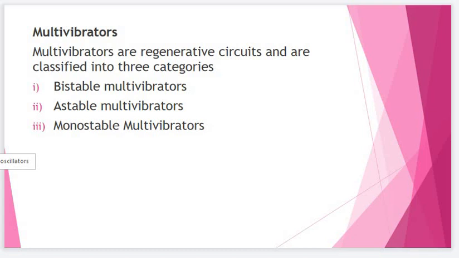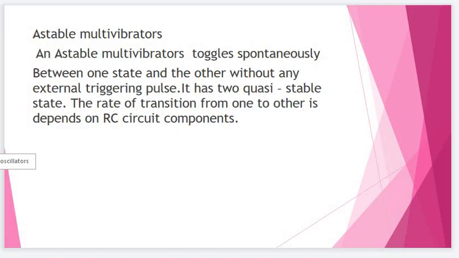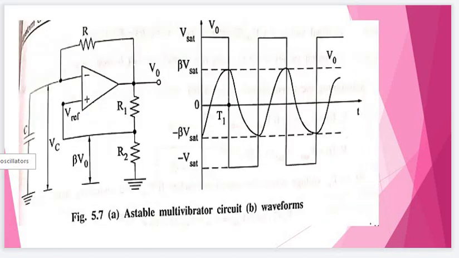Multivibrators. Multivibrators are regenerative circuits and are classified into three categories: bistable multivibrators, astable multivibrators, and monostable multivibrators. Astable multivibrators toggle spontaneously between one state and the other without any external triggering pulse. It has two quasi-stable states. The rate of transition from one to the other depends on the RC circuit components. The general block diagram of an astable multivibrator and its output graph is shown in the figure.